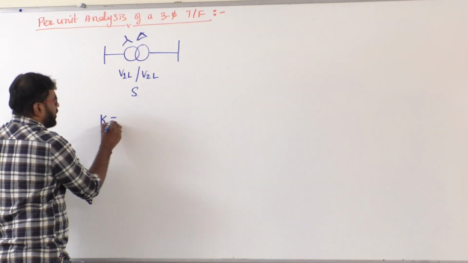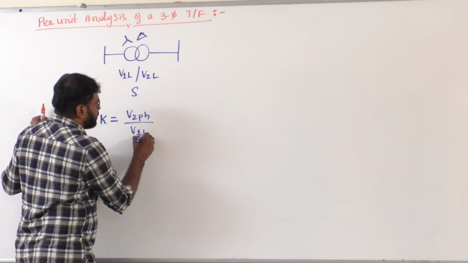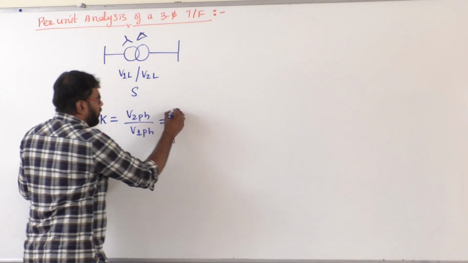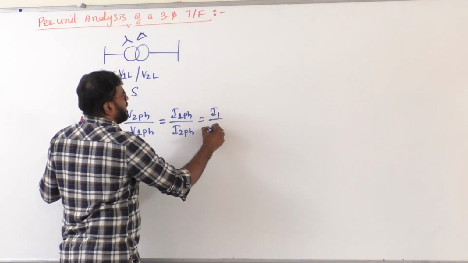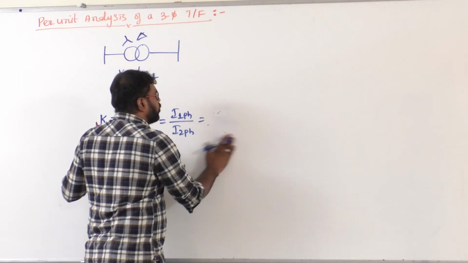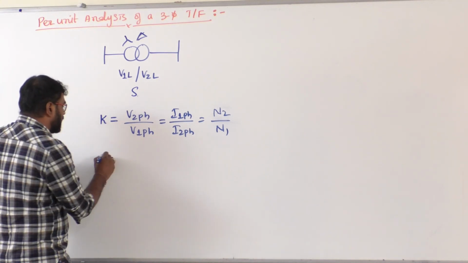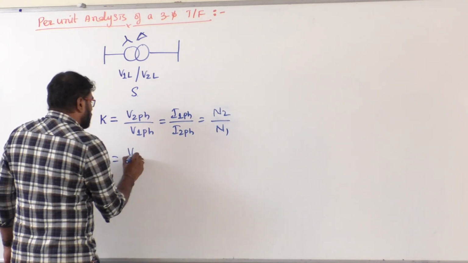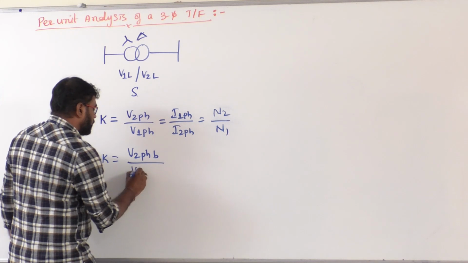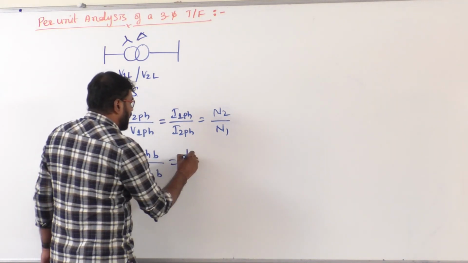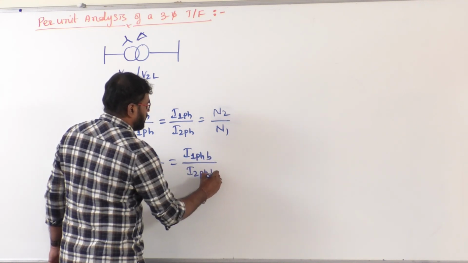But what is the transformation ratio? The transformation ratio K is defined as V2 phase by V1 phase. At the same time, I1 phase by I2 phase. You may also say I1 by I2, or you can also say N2 by N1. But careful, here the same relation is valid with respect to base quantities also. K equals V2 phase base by V1 phase base, and I1 phase base by I2 phase base. Clear, sir?